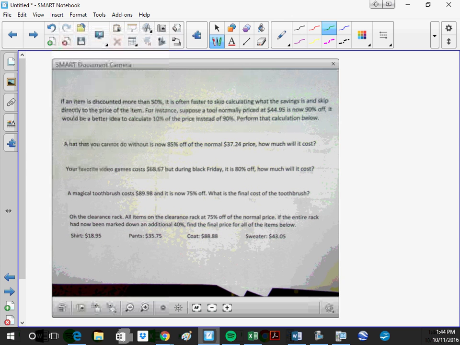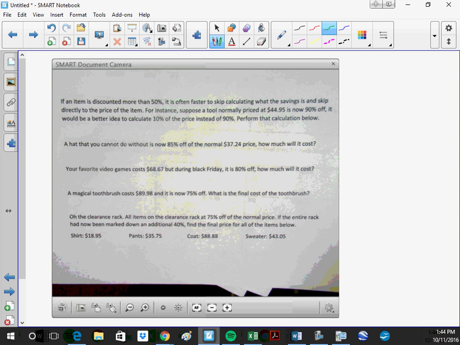All items on the clearance rack at 75% off the normal price. If the entire rack had now been marked down an additional 40%, find the final price for all of the items below. I was in Walmart once, and something like this came up. Somebody got over the loudspeaker and said, the clearance rack is 75% off, but until 5 o'clock, it's an additional 40% off for a total savings of 115%.